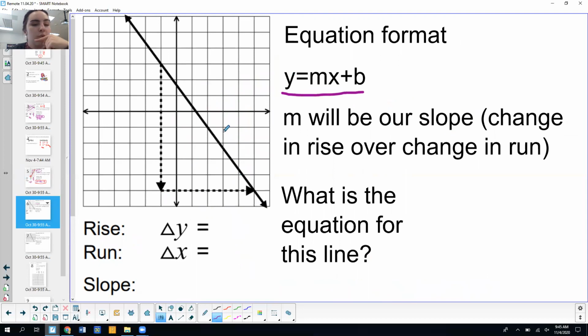You guys did a really great job with that on Monday, so I feel pretty confident, and that's a negative slope. So we should have a negative number for our slope. So go ahead and try and work on that for a minute, and then work on coming up with an equation.